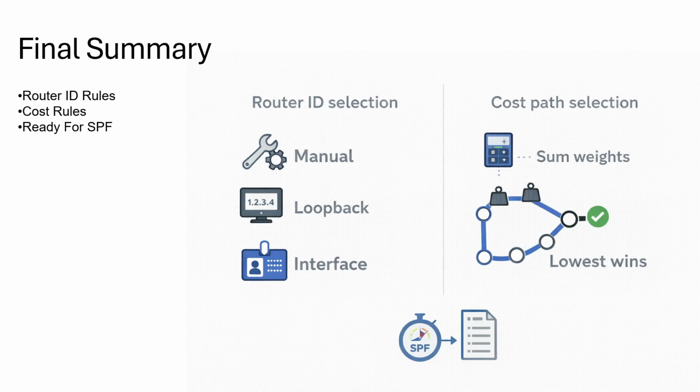Then for path choice, OSPF uses cost. Cost is a metric weight. Lower cost is better, and OSPF chooses the path with the lowest cumulative cost. It adds interface cost along the path. Now, if you have those ideas clear, you're ready to understand how OSPF chooses routes in real topologies.